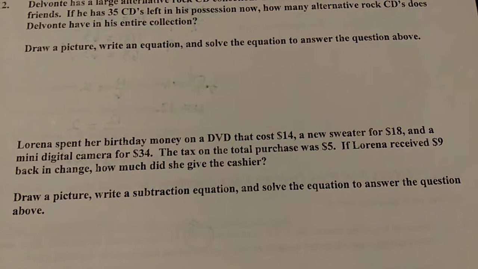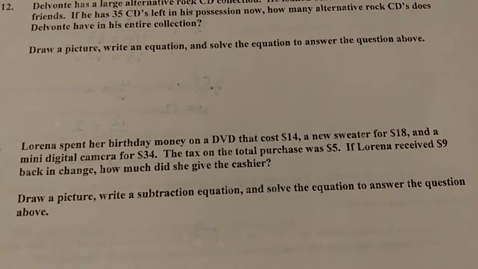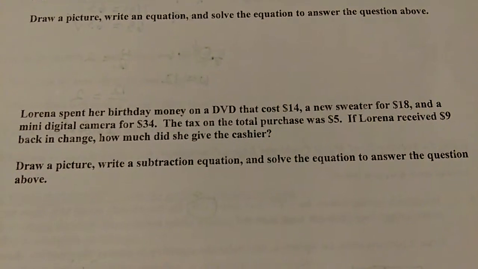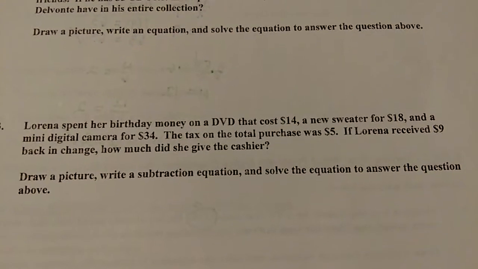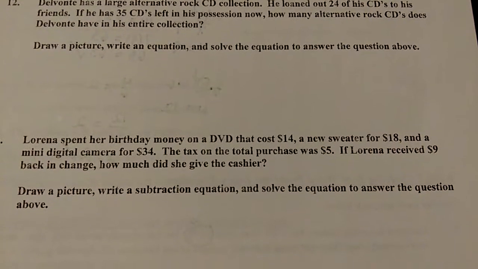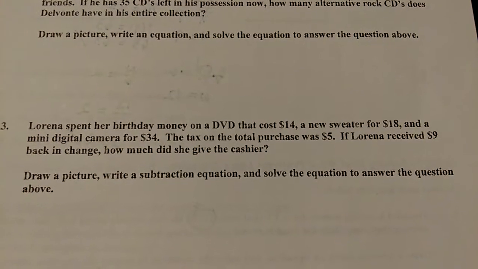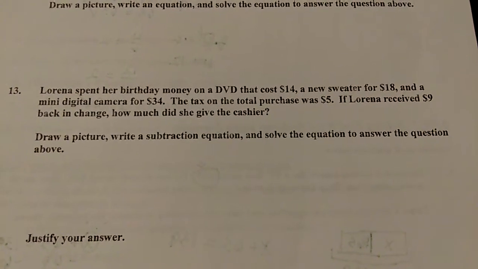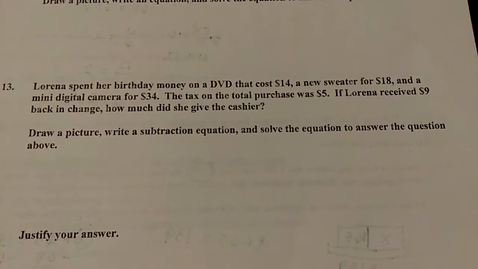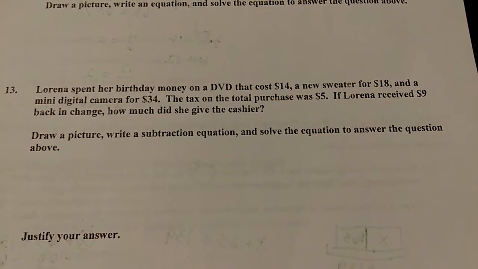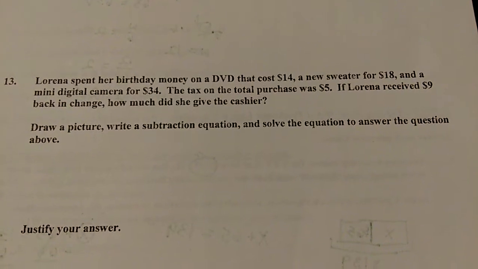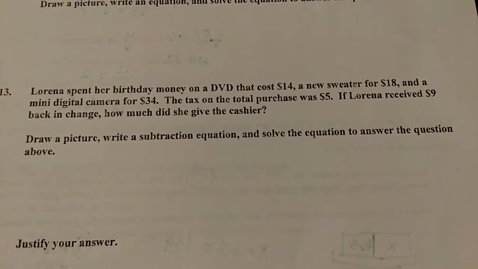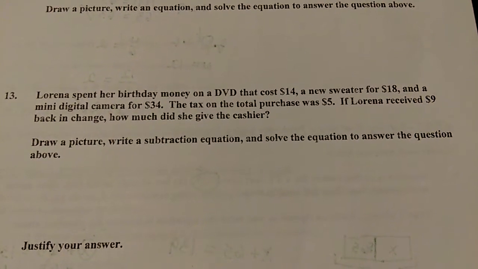Number 13. Lorena spent her birthday money on a DVD that costs $14, a new sweater for $18, and a mini digital camera for $34. The tax on the total purchase was $5. If Lorena received $9 back in change, how much did she give the cashier? All right. So the cool thing is that we can add up the total amount of her purchases. And so that's the $14, the $18, and the $34. And then we have to add the amount that was taxed, which is $5. And we get whatever that number is.